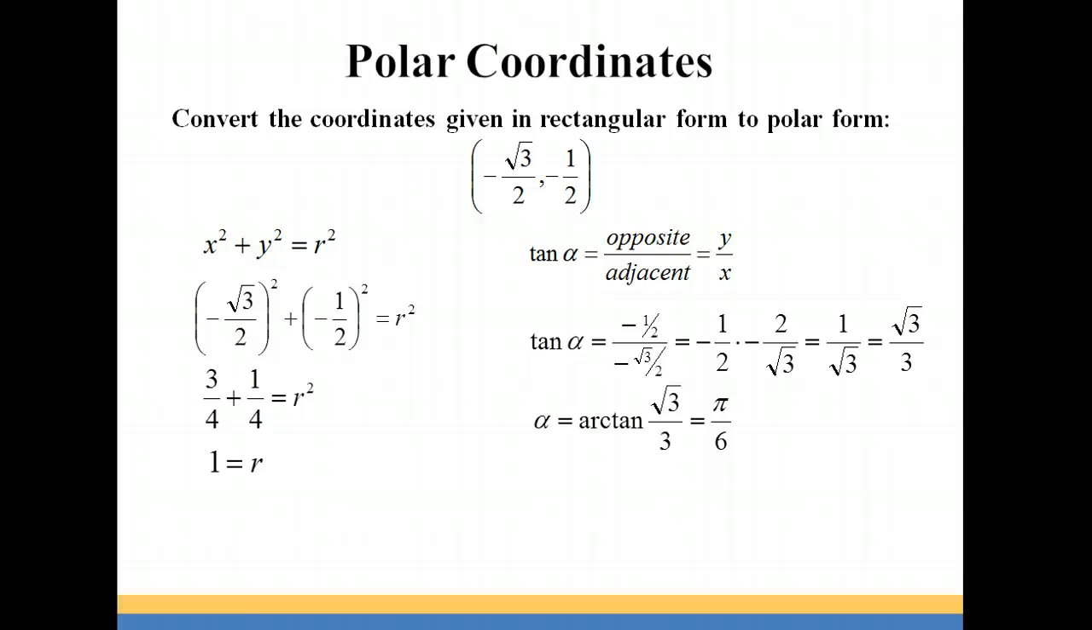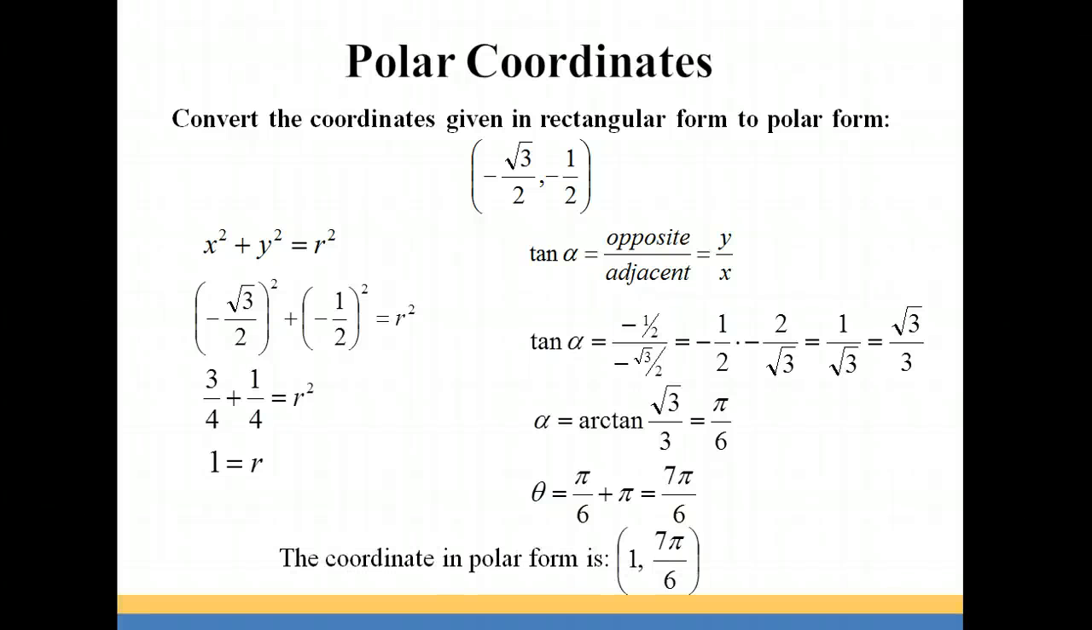But let's think about this for a minute. The ordered pair negative square root of 3 over 2 and negative 1/2 is in quadrant 3, where everything is negative, right? But pi over 6 is an angle that's in quadrant 1. So what we have to do is make an adjustment for this. So you have to find an equivalent angle that is in quadrant 3. So basically what we have to do is add pi to our angle. So our angle is actually going to be 7 pi over 6. So our coordinate is actually 1 and 7 pi over 6.